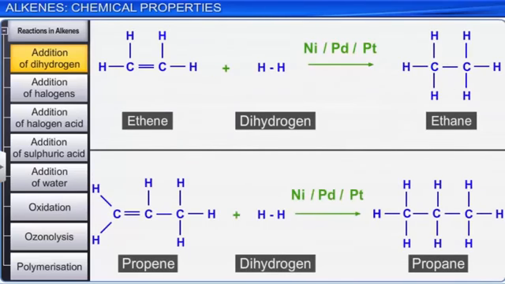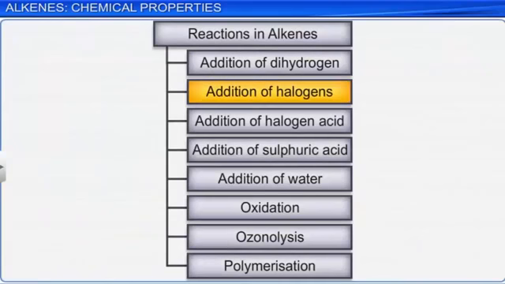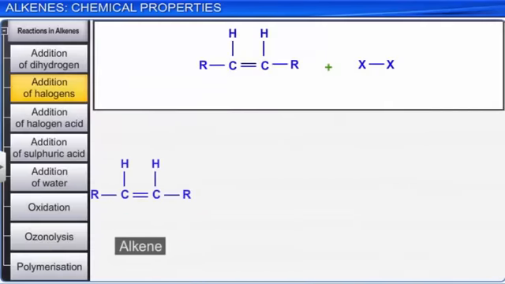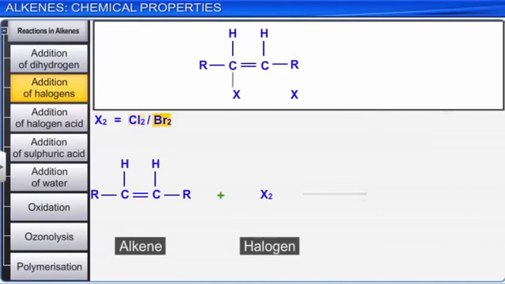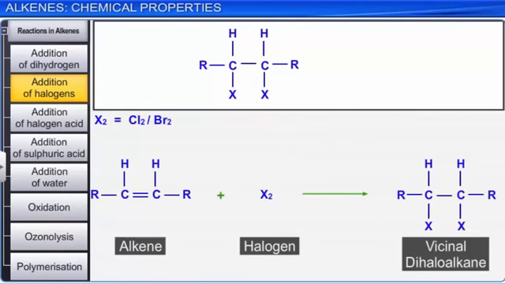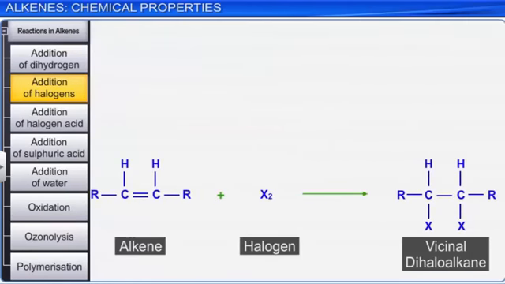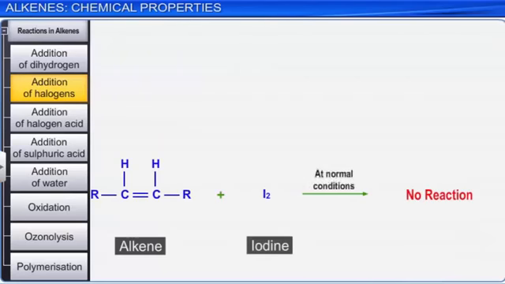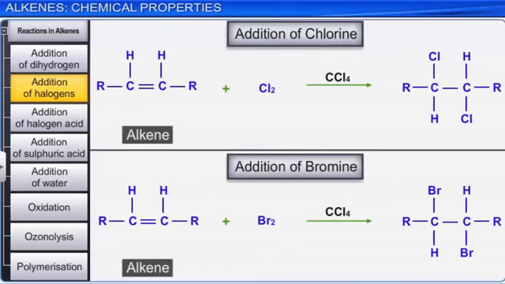Now let's look at the addition of halogen to an alkene. Alkenes react with halogens such as chlorine and bromine to form vicinal dihaloalkanes. However, they don't react with iodine under normal conditions. For the reactions with chlorine and bromine, the alkenes and the halogens are mixed together in an inert solvent like carbon tetrachloride.